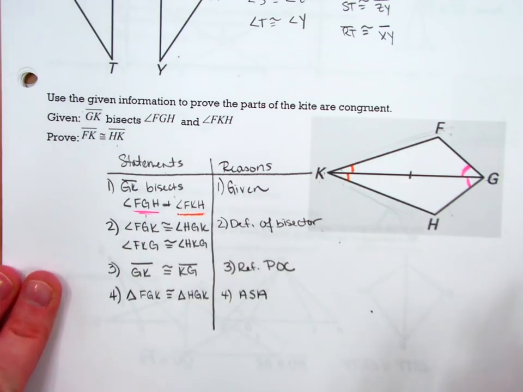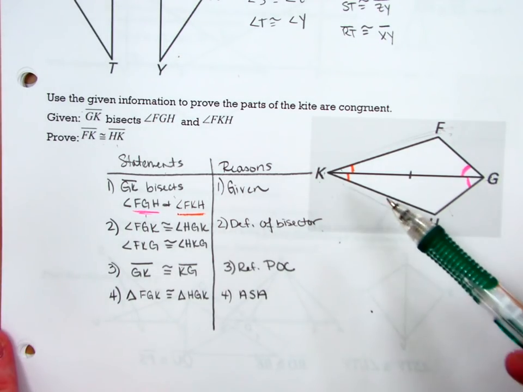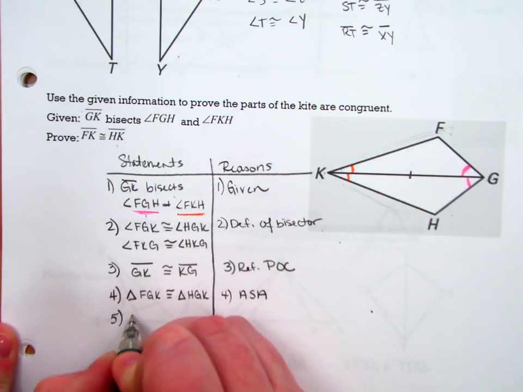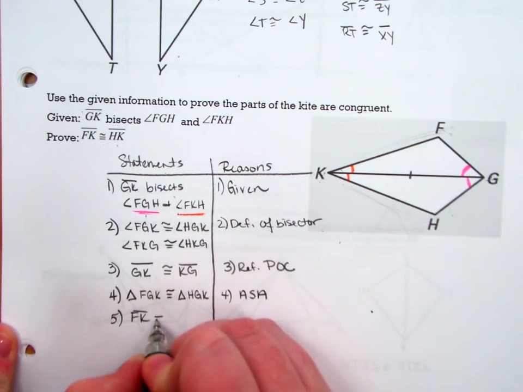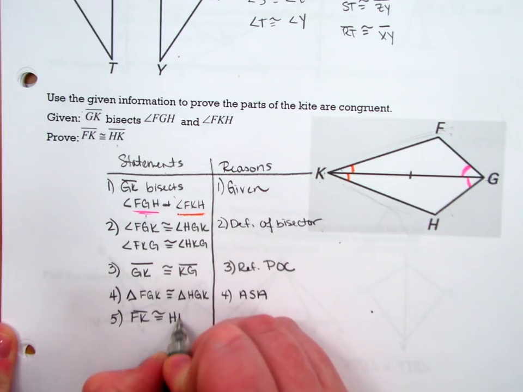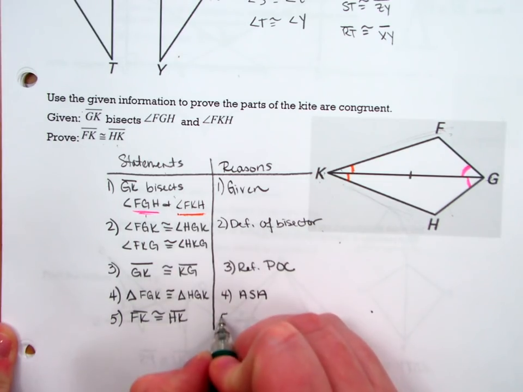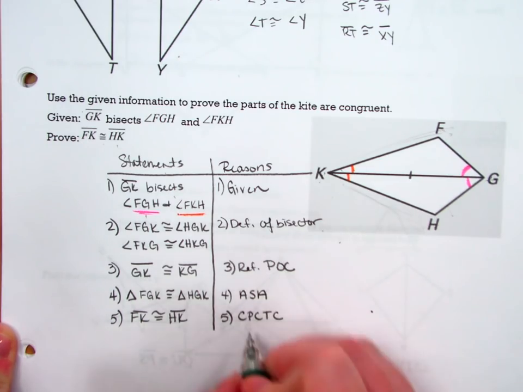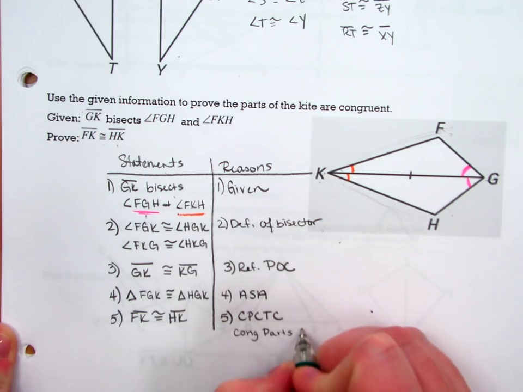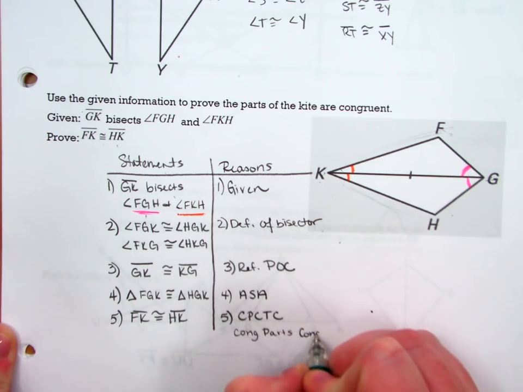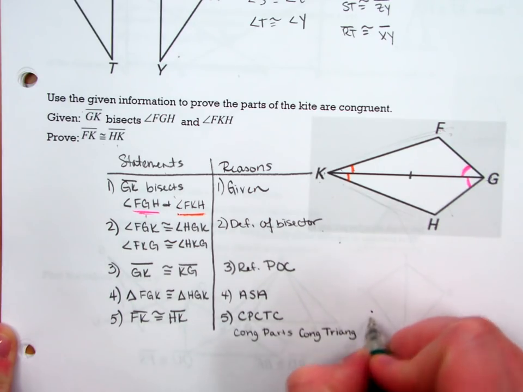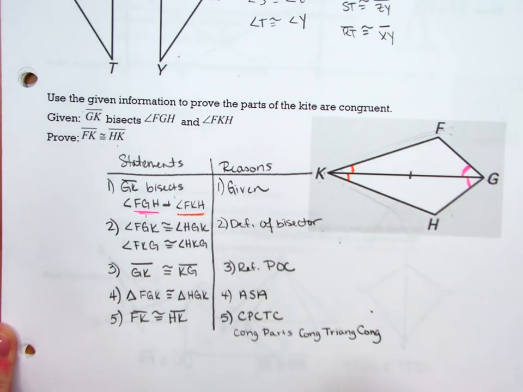And now that these triangles are proven congruent, I can say all the parts are congruent, so I can now state, step 5, that FK is congruent to HK, and that's going to be by CPCTC. Congruent parts of congruent triangles are congruent. And there's your first proof.